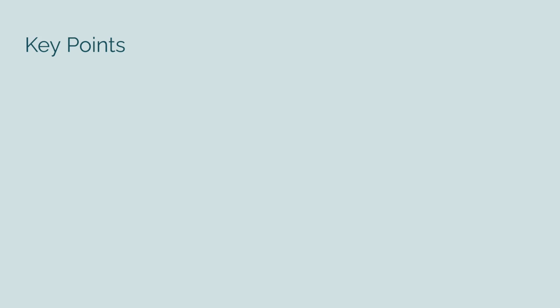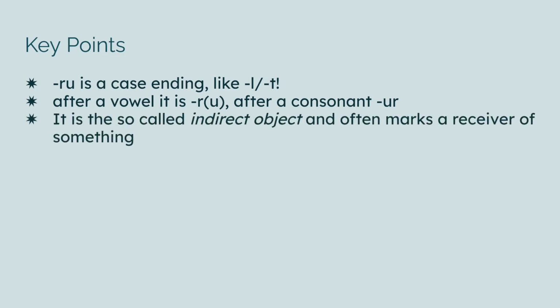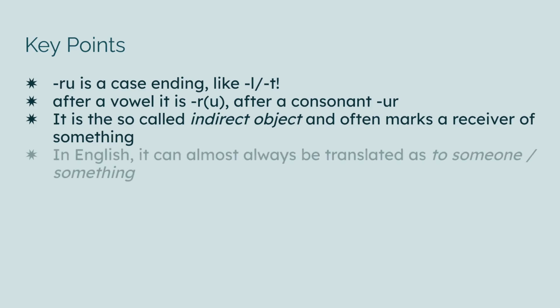That was actually everything I want to say for today, so let's repeat some of the key points. Ru is a case ending like L and T. After a vowel it is just an R, or Ru. After a consonant it is Ur. It is the so-called indirect object, sometimes also called dative, and it often marks a receiver of something. In English, it can almost always be translated as to someone or something. That doesn't work always, and sometimes you get a slightly awkward English sentence, but that can help you to remember when you have to use it.